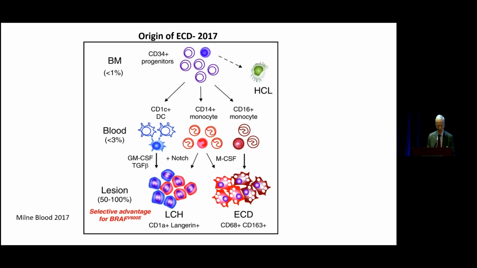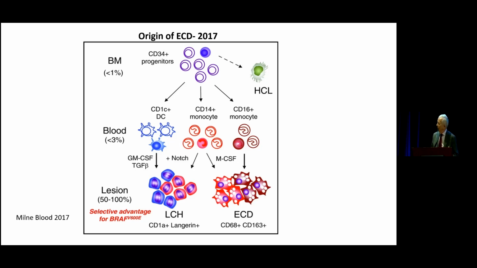So Paul Milne and a group from Newcastle and some collaborators from around the world took this to another level, and they looked at the cells in the blood of patients with Erdheim-Chester disease and Langerhans cell histiocytosis, and they found that there were some common things that happened. And so the LCH cells went from a common dendritic cell precursor on the left and made those blue cells in the blood that are circulating, and they are stimulated by a growth factor called GM-CSF and TGF-beta, and they become the LCH cells.